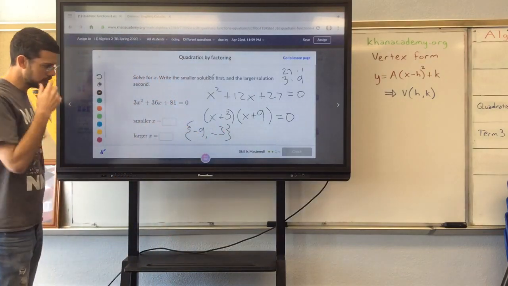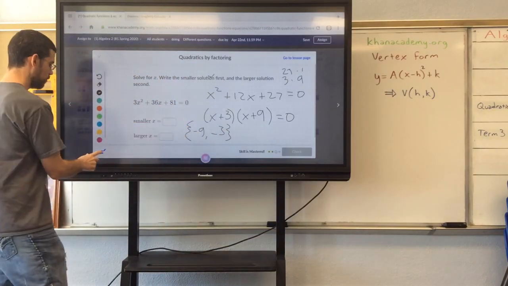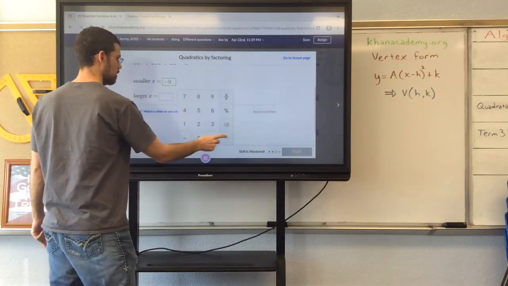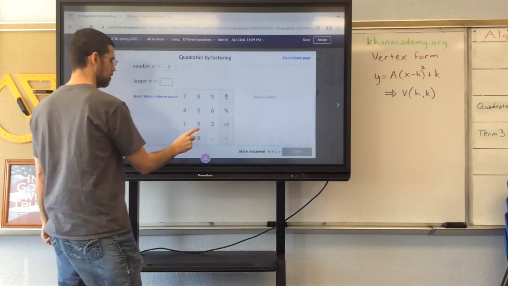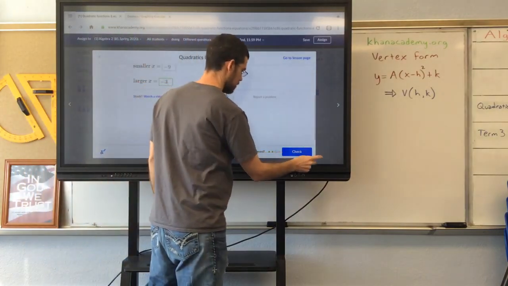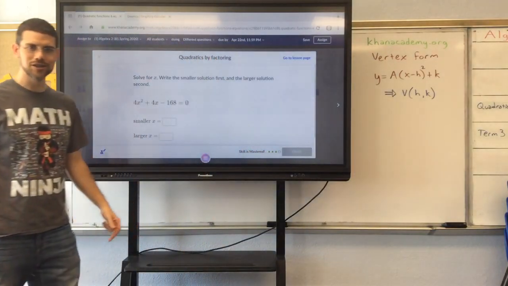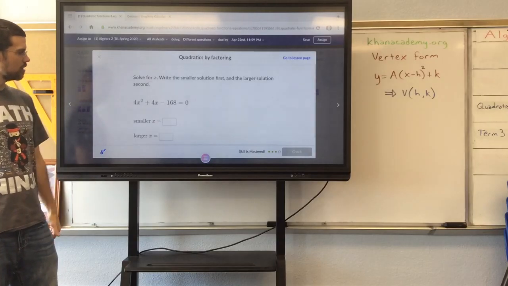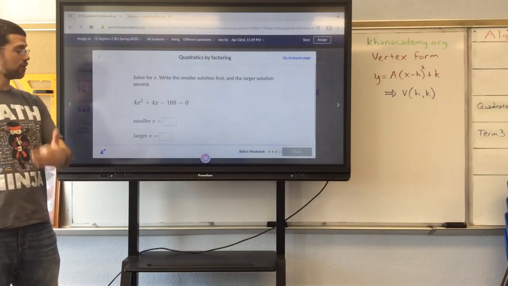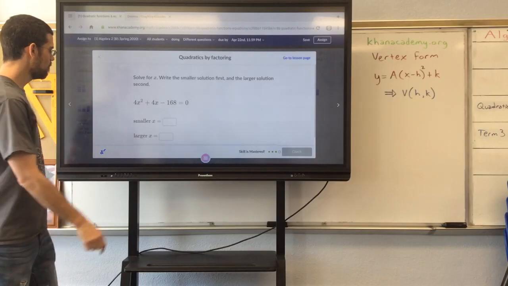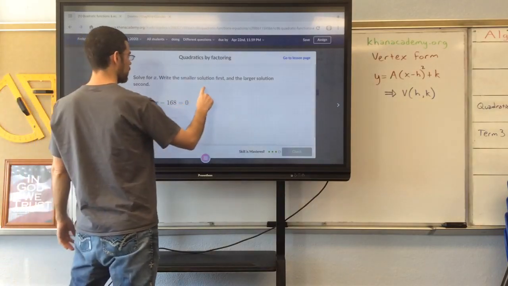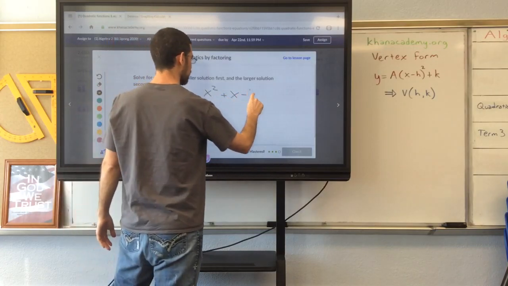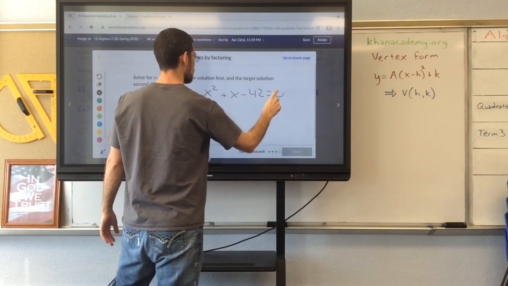Those are our possibilities. Negative 9 is smaller than negative 3, so we'll put that here. Negative 9. And the larger one was negative 3. Next question. Solve for x. Write the smaller solution first. Okay, so we want to take out the greatest common factor, divide by 4 it looks like, so we'll have x squared plus x minus 42 equals 0.